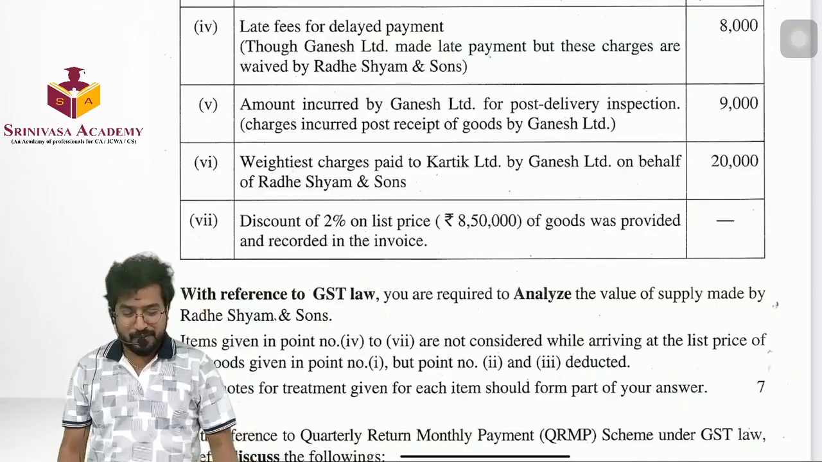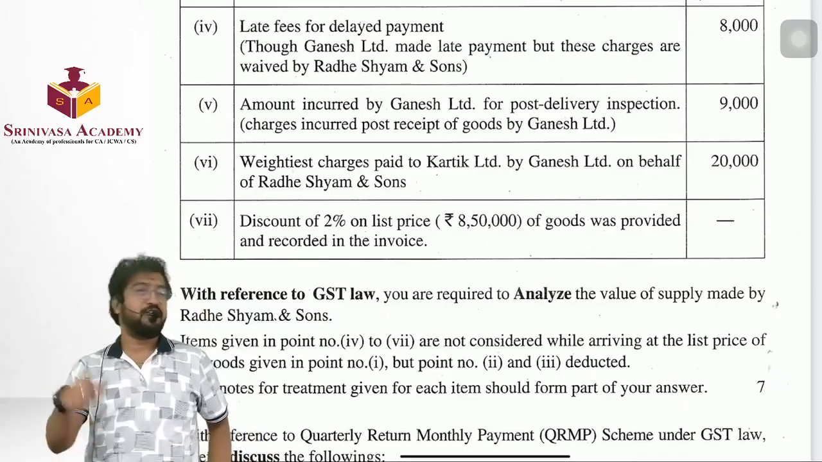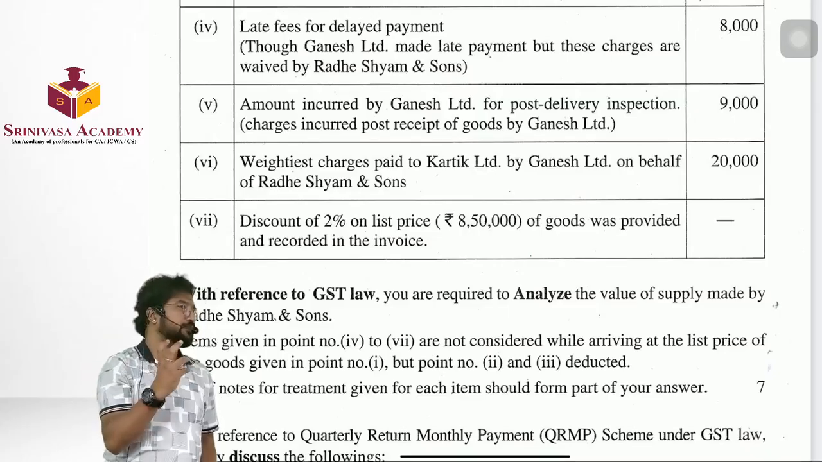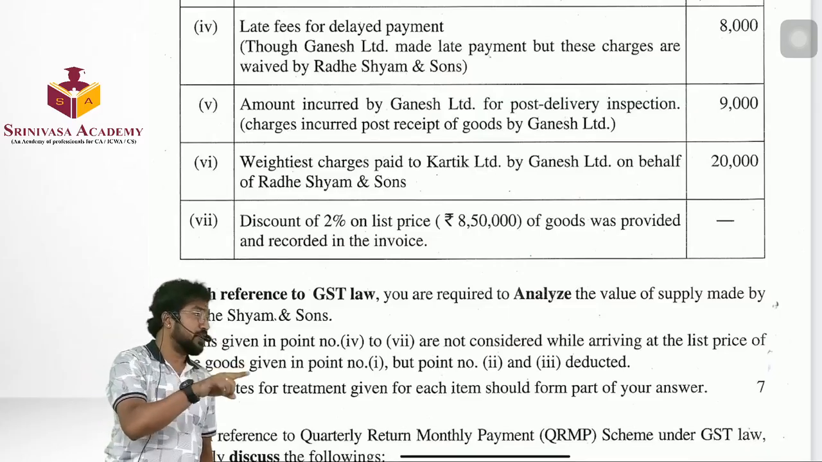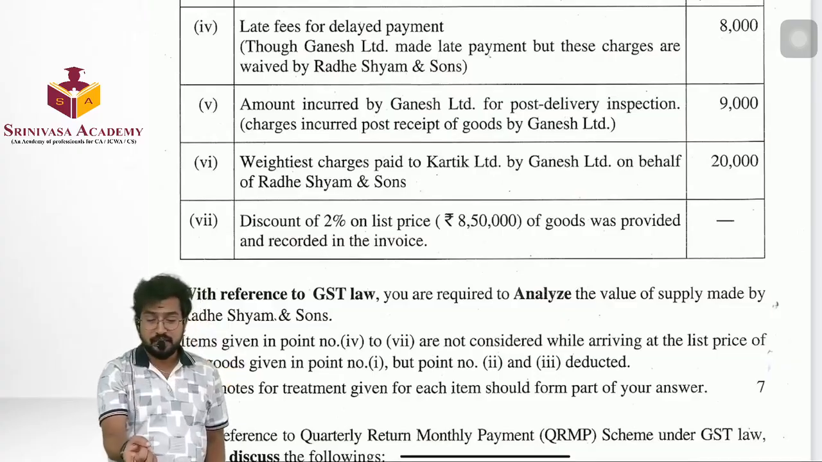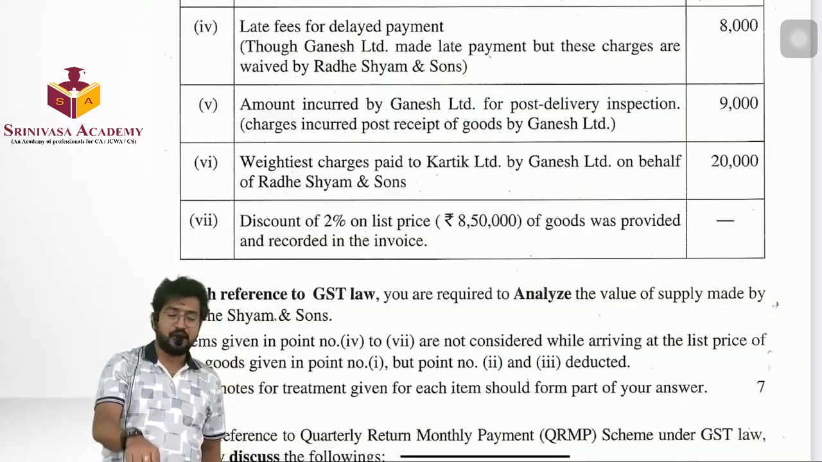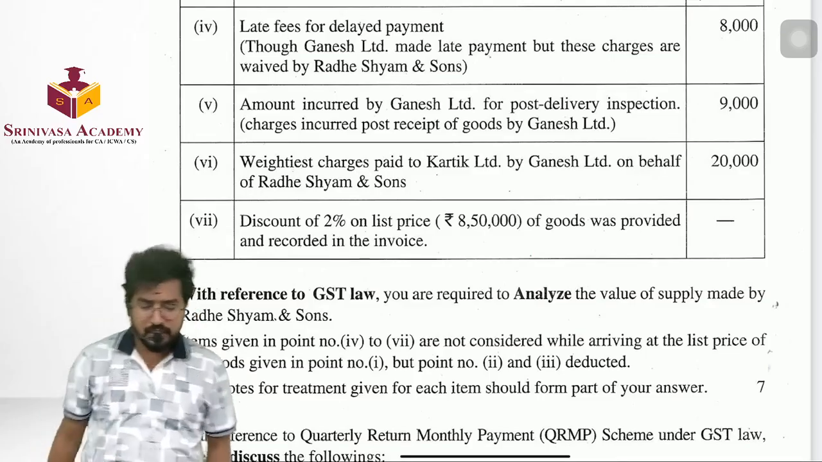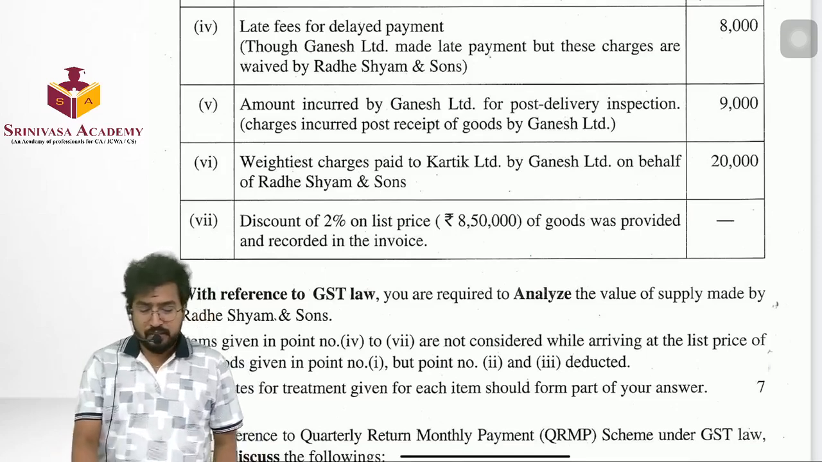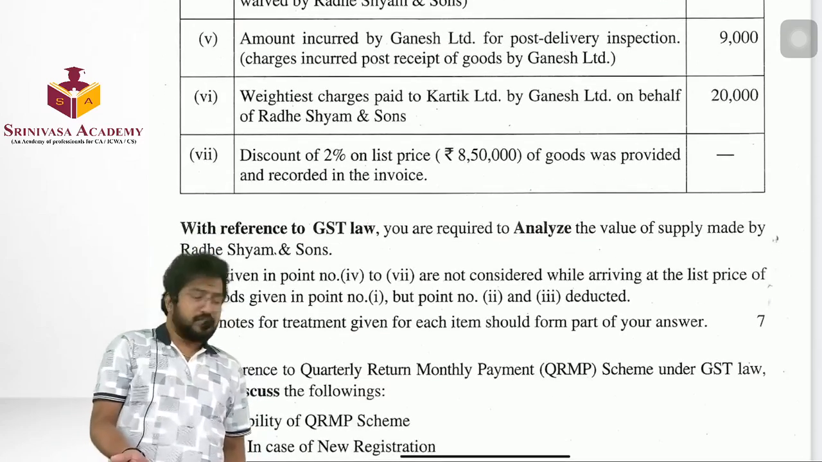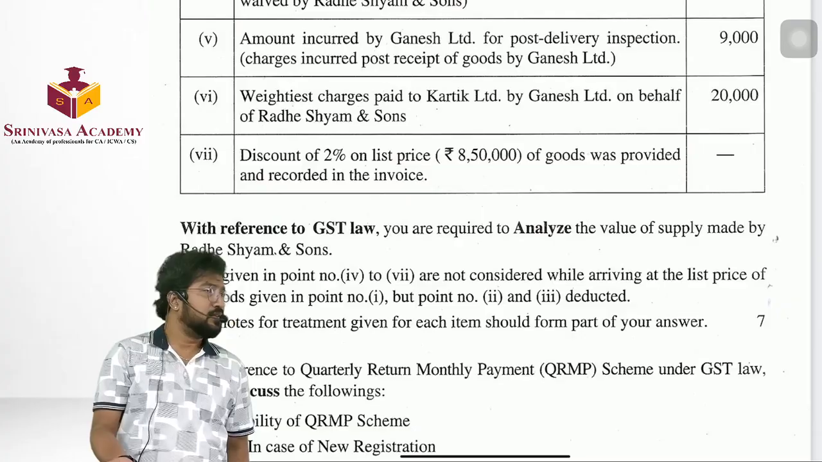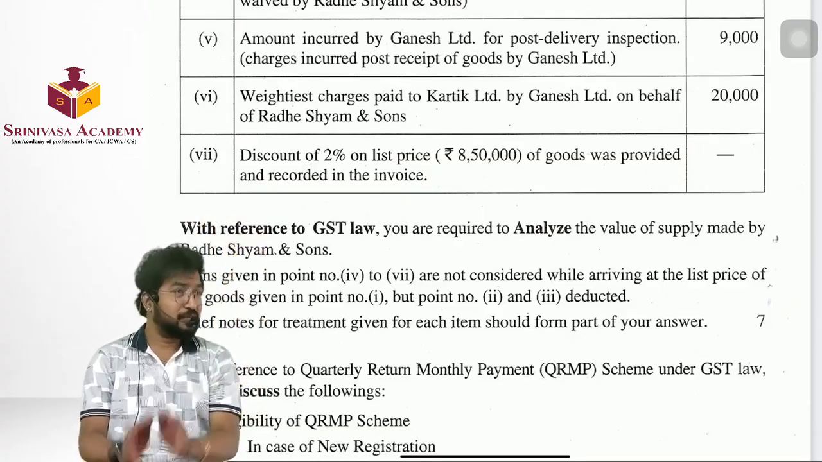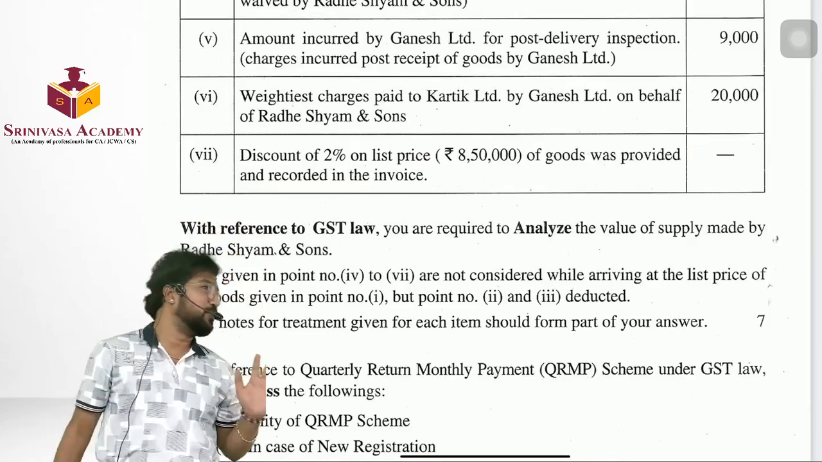Weighment charges paid to Karthik Limited by Ganesh Limited on behalf of Radhesham. That phrase "on behalf of" should give you the hint: obligation of the supplier discharged by the recipient. So recipient Ganesh is paying on behalf of the supplier, so we will add it to the value of supply. Discount 2% on list price. See, such a generous examiner, worried whether you will apply 2% on some other figure, he gives in brackets: on 8,50,000 you apply 2%.